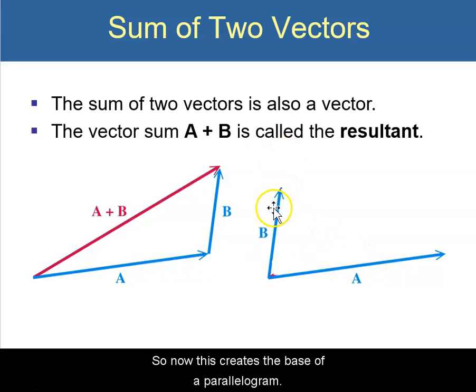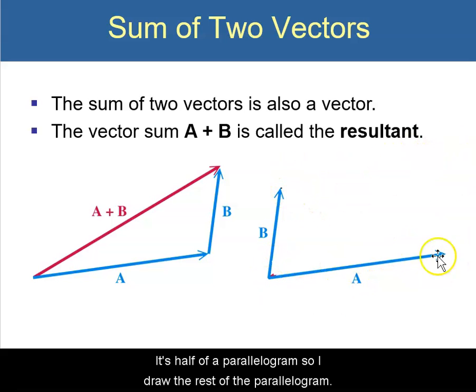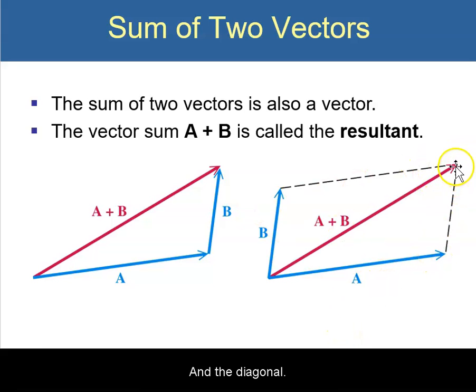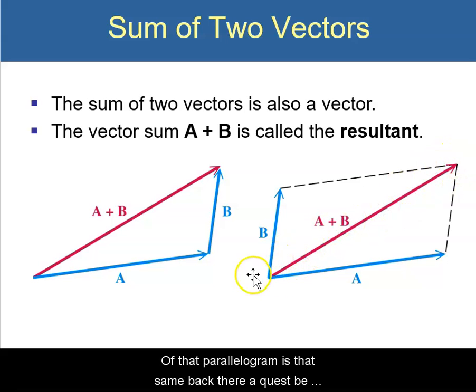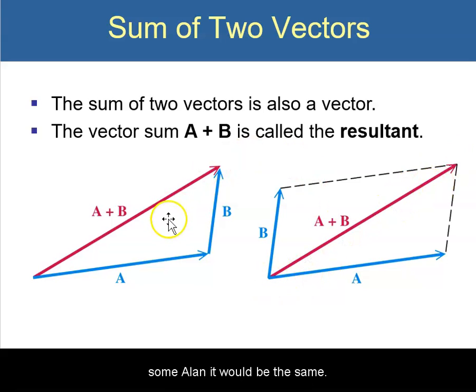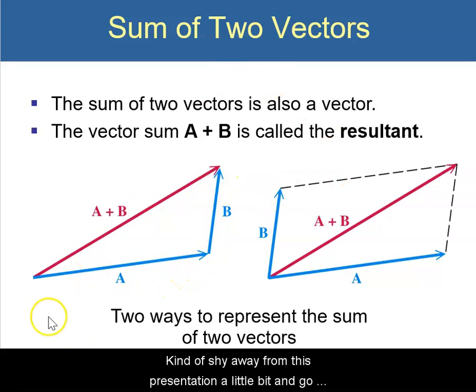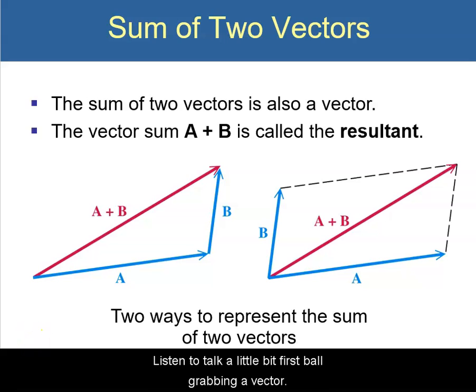So now this creates the base of a parallelogram, okay? It's half of a parallelogram. So I draw the rest of the parallelogram, and the diagonal of that parallelogram is that same vector A plus B. So right now, if I were to take A plus B and move this one onto that one, it would be the same vector. Okay, so let's shy away from this presentation a little bit and go to Desmos and play around a little bit, and I'll show that to you with some animations.